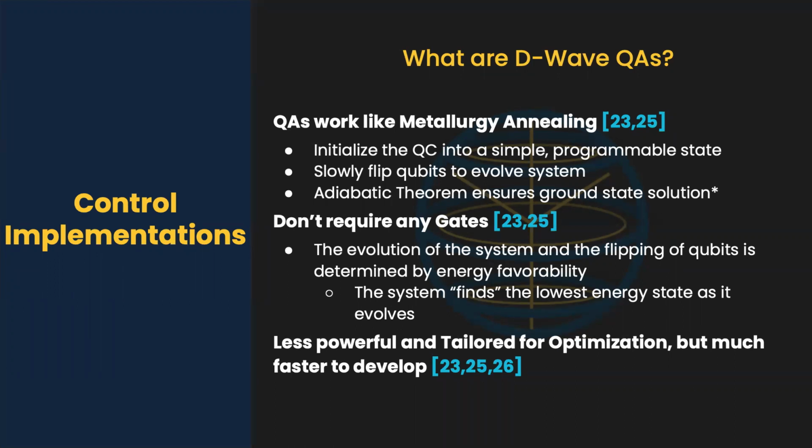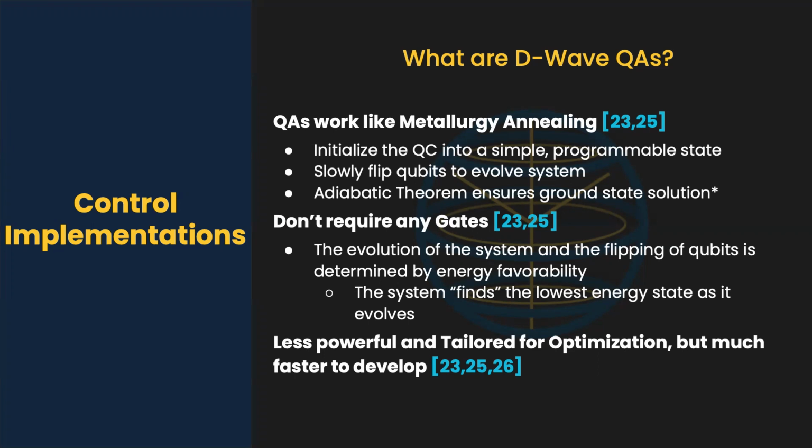It's the less powerful one of the two control implementations, and it's really tailored for optimization. But it's a lot faster to develop, and that's why D-Wave has so much stronger quantum computers right now.